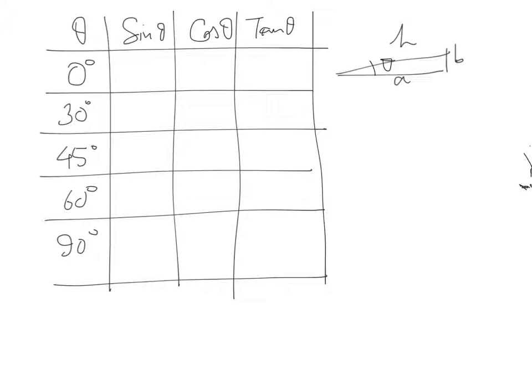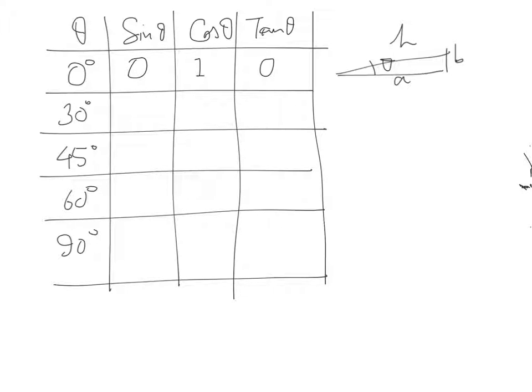that sine of 0 degrees is equal to B by H, but B is 0, and therefore this is 0. Cos of 0 degrees is A by H, and the two sides become equal when theta tends to 0 degrees, so this is equal to 1. And tan theta is sin theta by cos theta, so that will be 0.